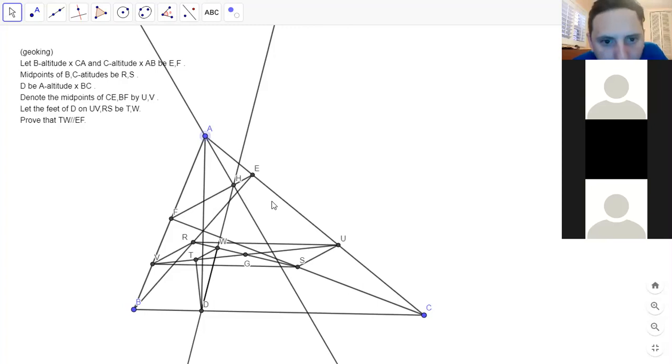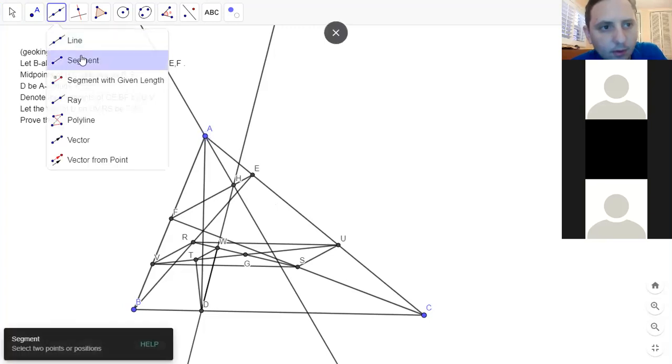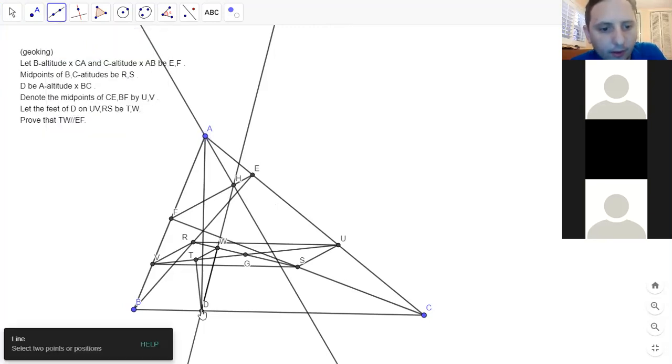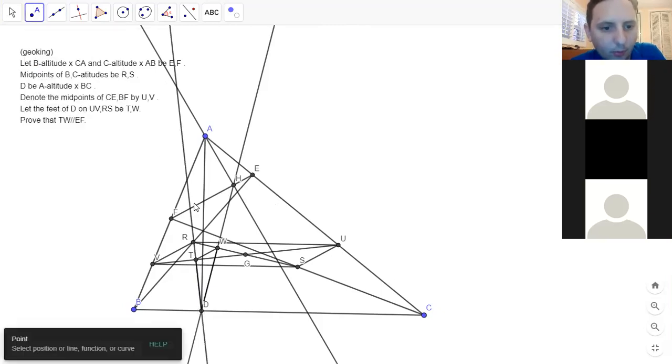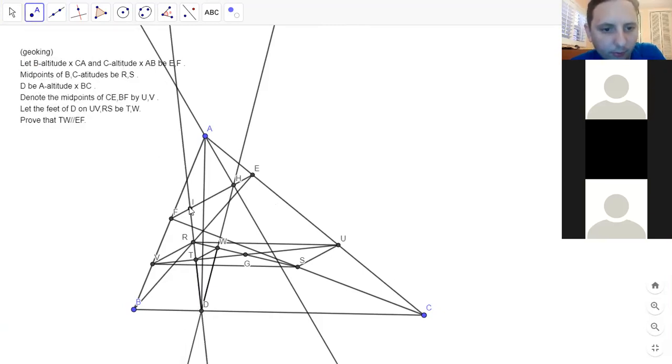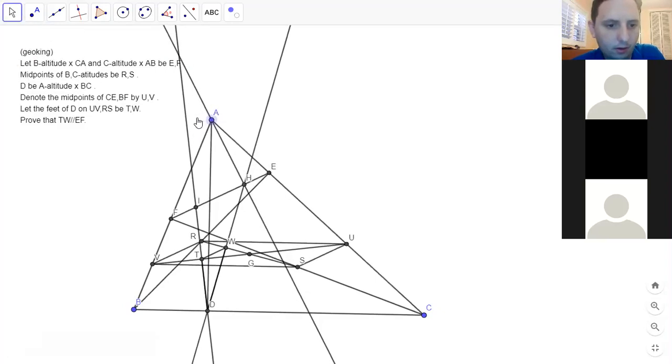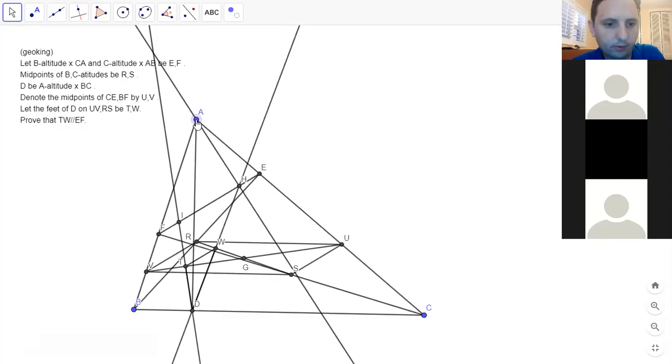I haven't solved it yet, but I think that if we know that W is the midpoint of DH, we should call the intersection of BT and EF and try to prove that WT is the midline of that triangle. Okay. So yeah, basically we would draw this point, and then we want to show that TW is the midline. Interesting.